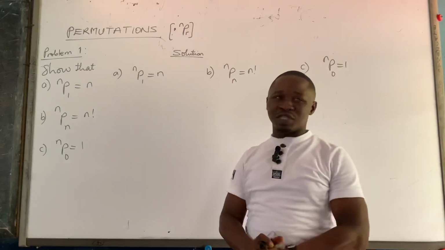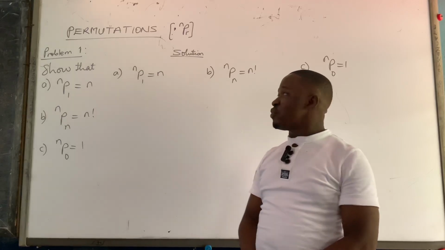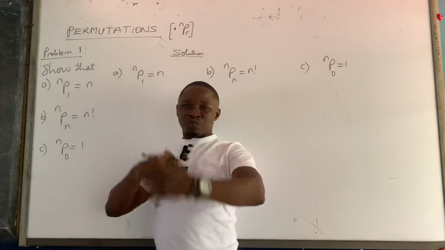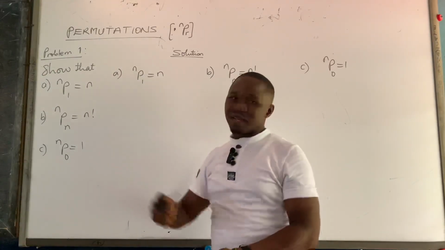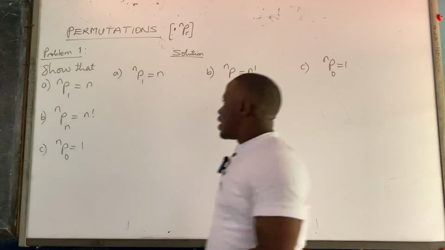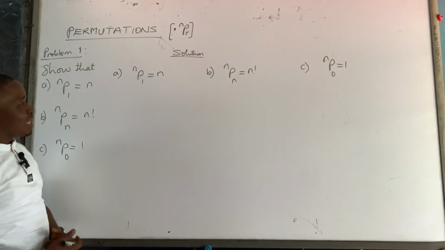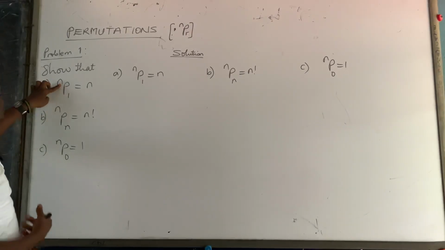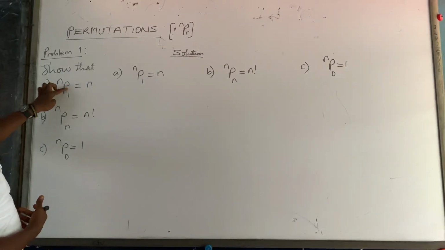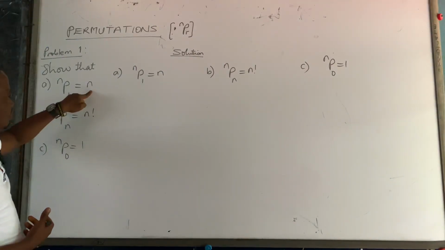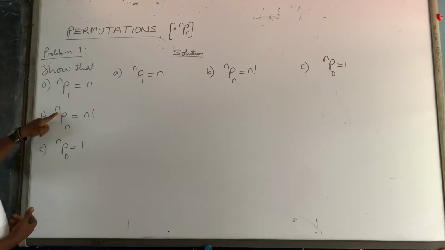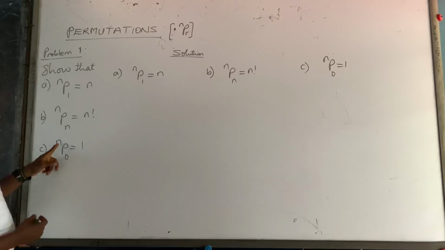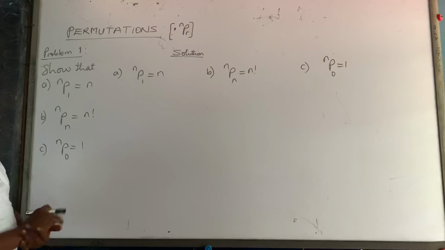Today we'll start permutations, our first video for permutation. So of course we can see problem 1. For every video, I label the problem. We have 3 relations here we want to prove today. The first one is we want to show that n permutation 1 is equal to n. We want to show that n permutation n is equal to n factorial. We want to show that n permutation 0 is equal to 1.